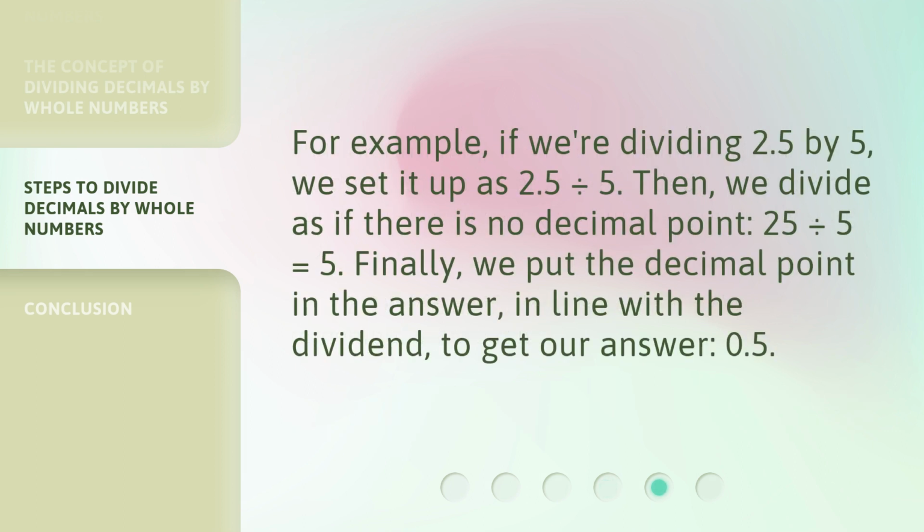For example, if we're dividing 2.5 by 5, we set it up as 2.5 divided by 5. Then, we divide as if there is no decimal point. 25 divided by 5 equals 5. Finally, we put the decimal point in the answer, in line with the dividend, to get our answer, 0.5.